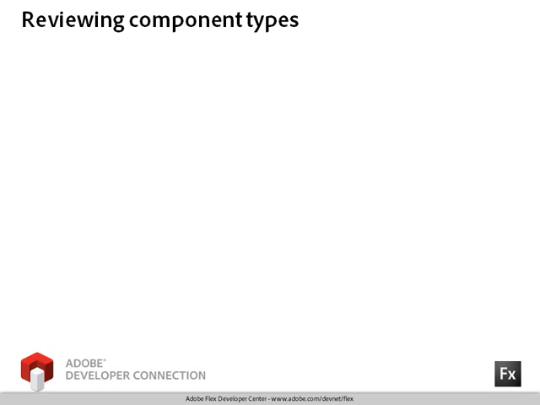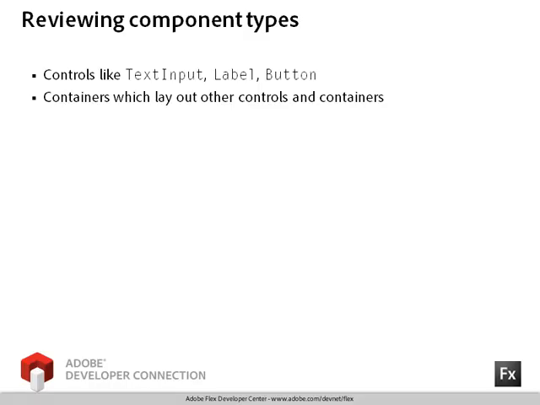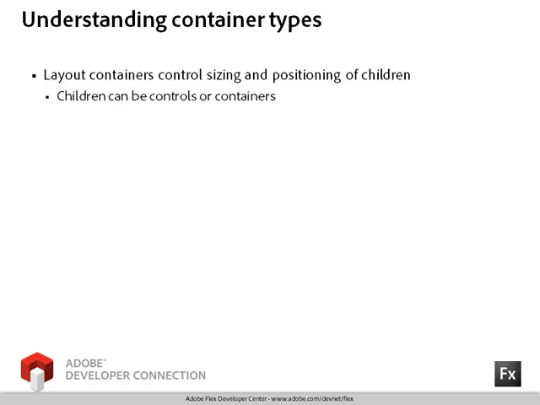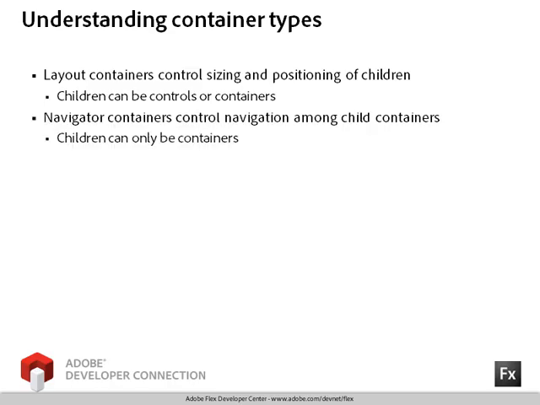To further orient you to the topic of this video, remember that there are two types of components. Controls are UI elements like text input, label, or button components. Containers are components that are used to lay out controls or other containers. Both Spark and MX components consist of both controls and containers. There are two types of containers, layout and navigator containers. Layout containers are used to control the sizing and position of their children, which can be controls or other containers. Navigator containers, on the other hand, control the navigation among child containers. Their children can only be containers, not controls.